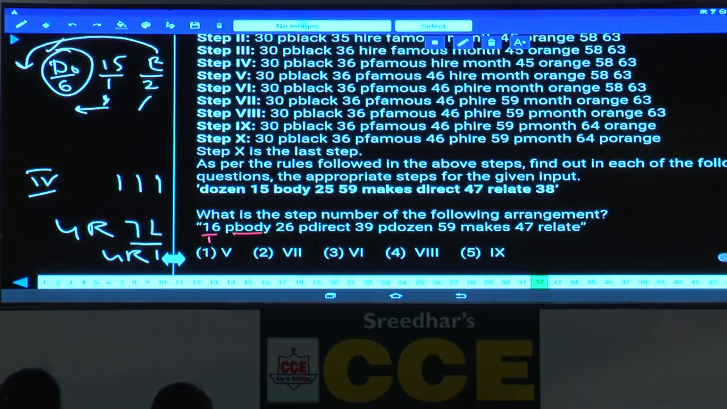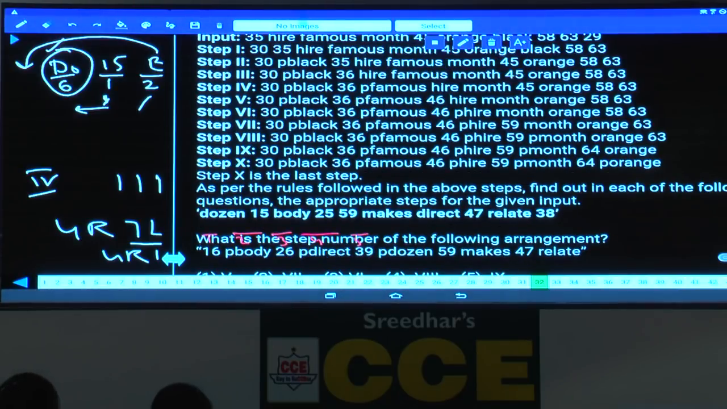And P body, this is step 2. 25 shifted to 26, this is step 3. And P direct, step 4. Then what about this 39? That is the 5th step, isn't it? Next one, P dozen. And whatever this P dozen is here, it is the 6th step.